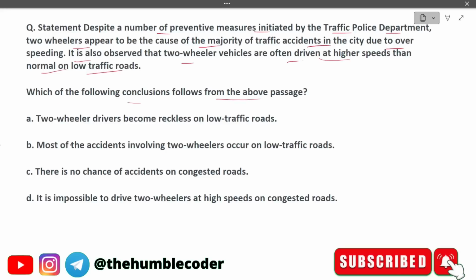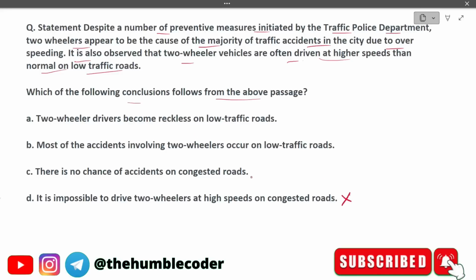The options that we have is, two-wheeler drivers become reckless on low traffic roads. Option B is, most of the accidents involving two-wheelers occur on low traffic roads. Option C is, there is no chance of accident on congested road. And option D is, it is impossible to drive two-wheelers at high speed on a congested road. See, we have to tell which one is correct as per the above passage.